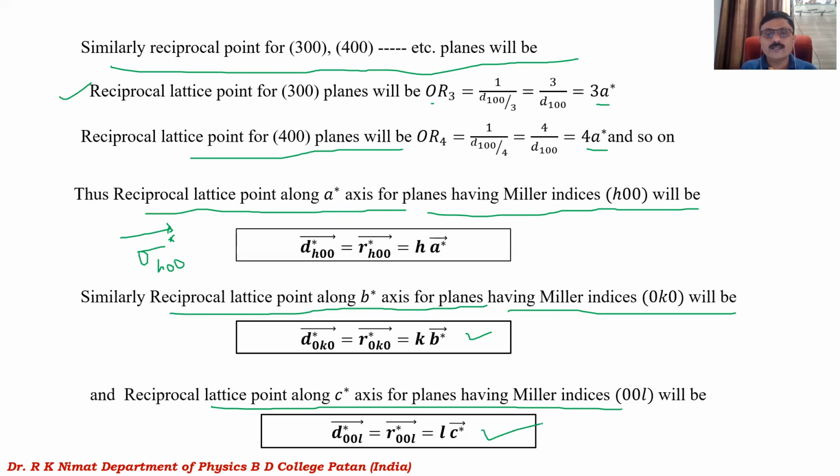In this way, you can construct the reciprocal lattice in one dimension. If you have understood how to construct the reciprocal lattice in one dimension, you will be able to understand easily how to construct the reciprocal lattice in two dimensions. So my next lecture will be dealing with the construction of the reciprocal lattice in two dimensions.